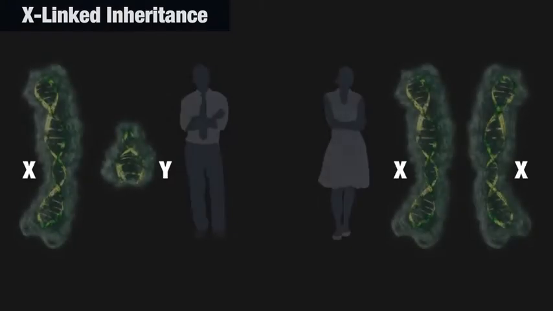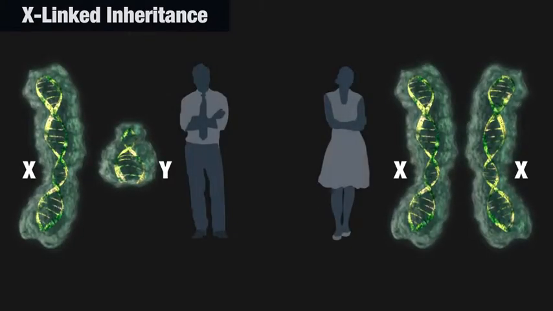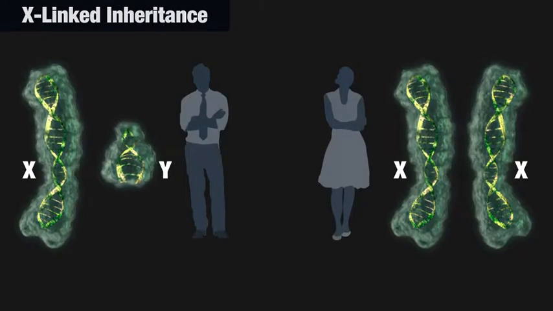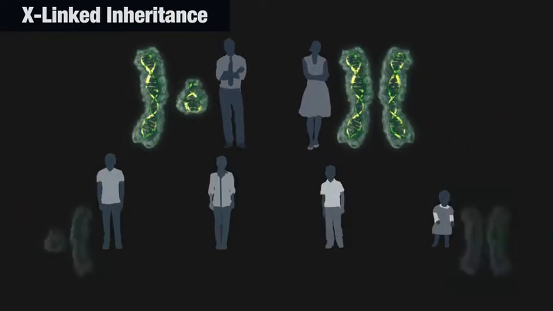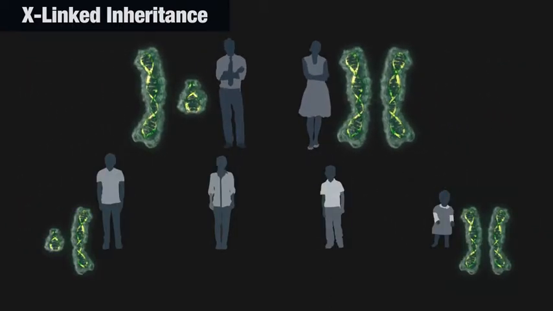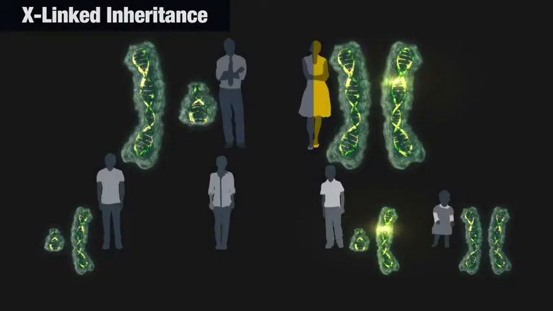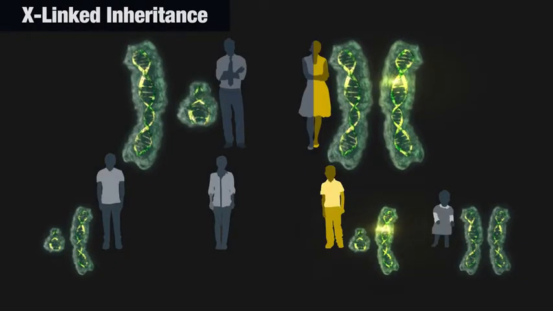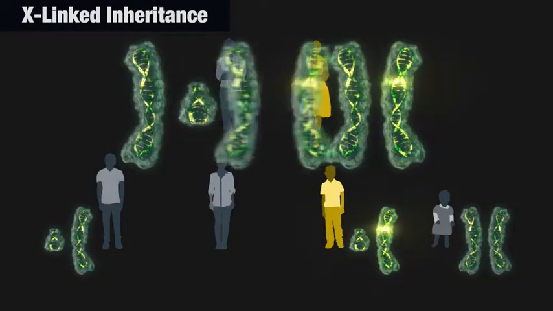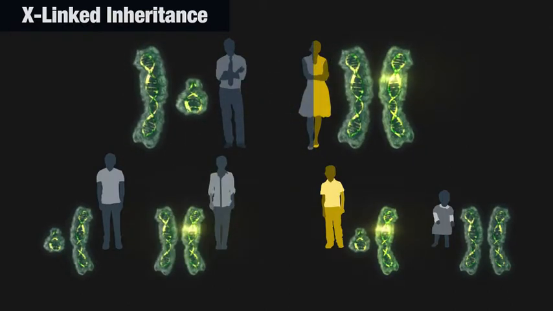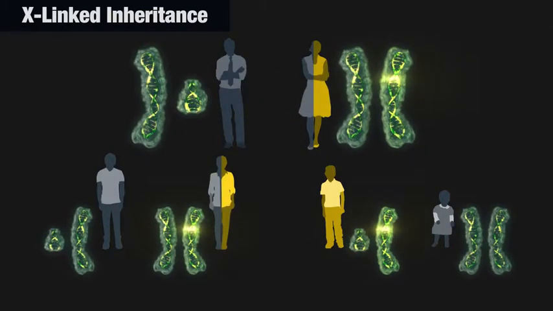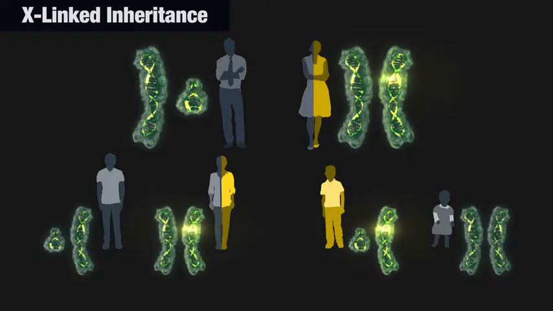X-linked inheritance refers to sex-linked mutations present on the X chromosome. X-linked conditions are more common in males than females because a male inherits only one X chromosome. Therefore, if a male inherits one mutated X-linked gene, they'll develop the X-linked condition. Females require 2 copies of a mutated gene to develop the condition, unless the X-linked condition is dominant.